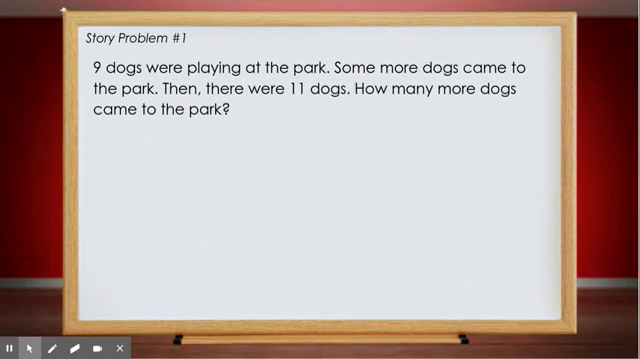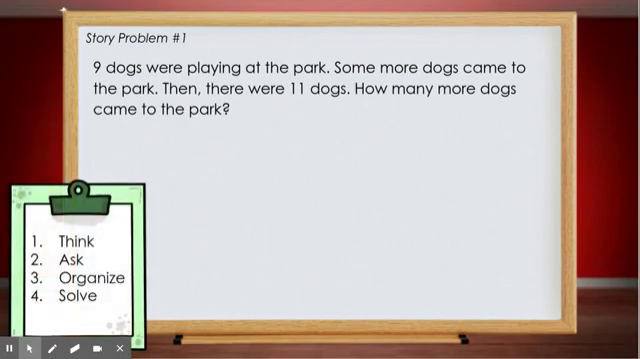9 dogs were playing at the park. Some more dogs came to the park. Then there were 11 dogs. How many more dogs came to the park? Now, in thinking of a story problem, I like to go through a 4-step process, which is think, ask, organize, and solve. First, we're going to think what the problem has and what it does not have.